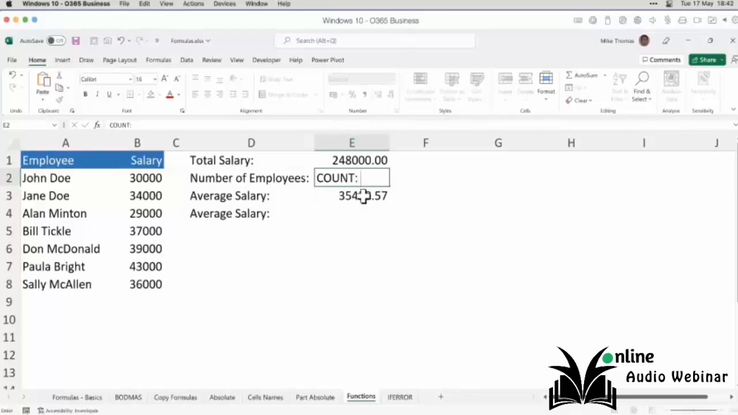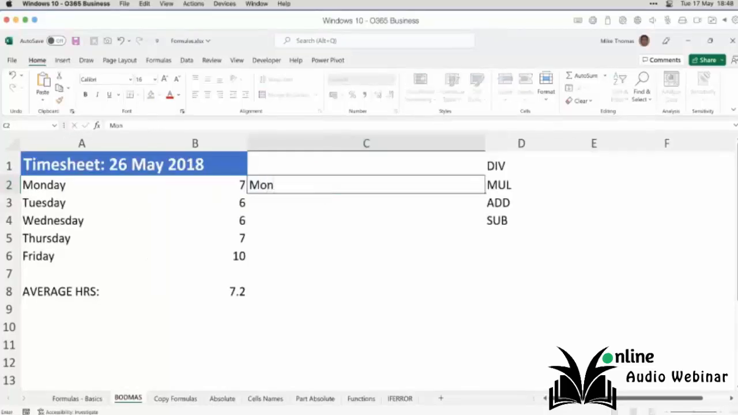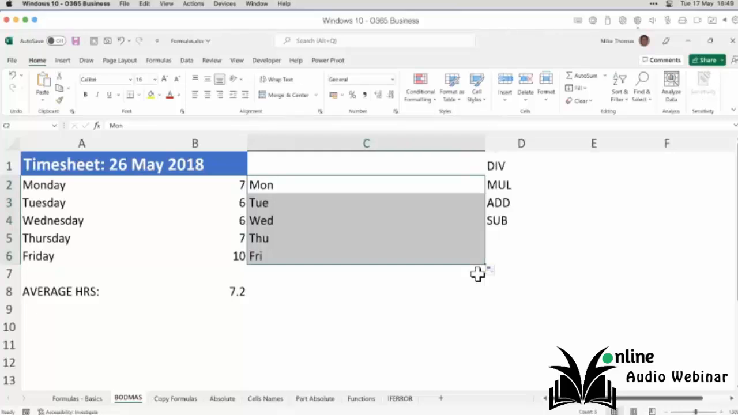Count will only count numbers, whereas count A counts anything. If I typed the first 3 characters of a day name and pointed the mouse at the bottom corner and dragged the mouse down, it auto-completes.